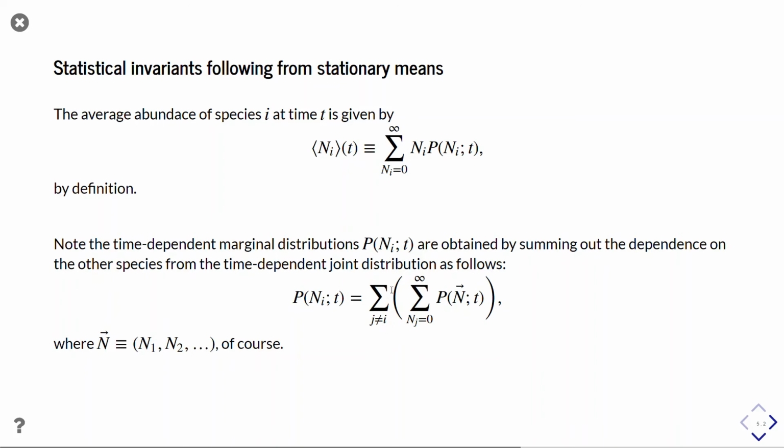about. And then within this sum, we run a sum of the abundance of species j from 0 to infinity, that is all values that species j abundance can take. And within that sum, we have the joint distribution. This computation effectively integrates out the dependence on all other species abundances other than species i abundance, n sub i.